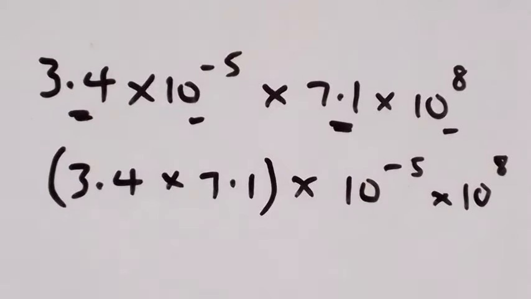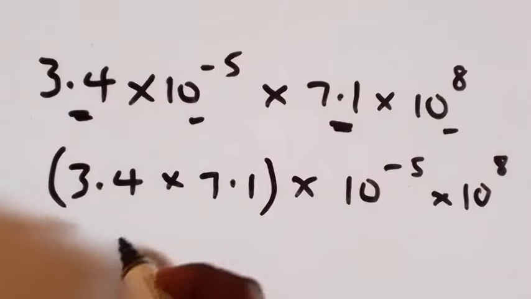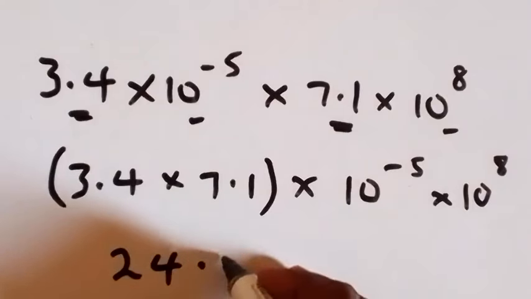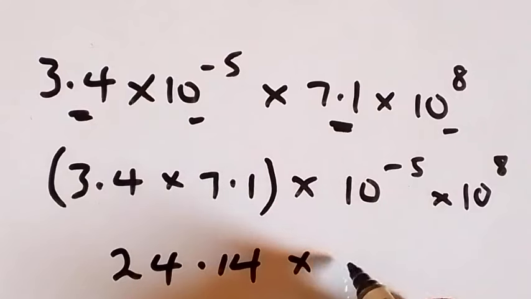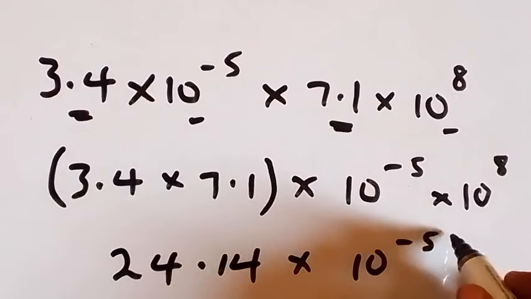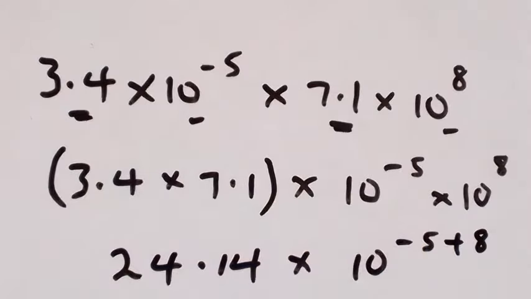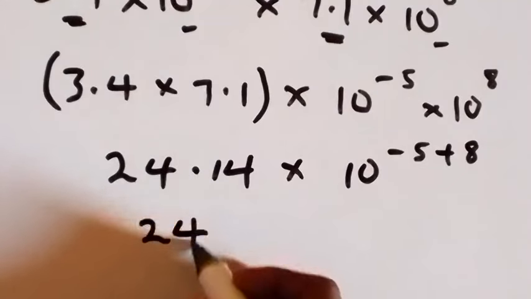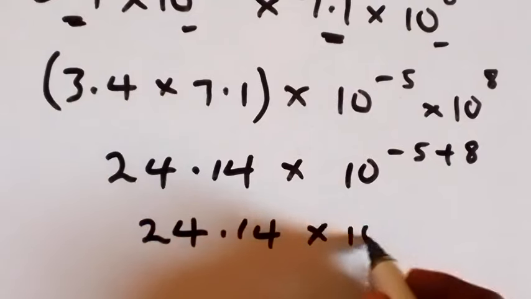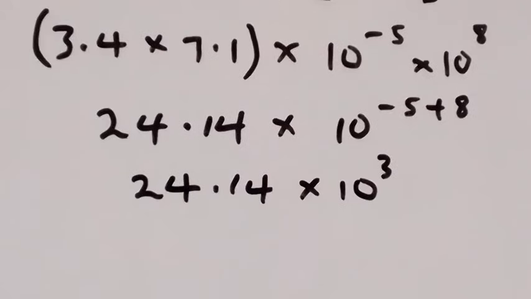From this place, we can press our calculator and multiply. And from here we have 3.4 times 7.1. That gives us 24.14. Then times here, this is simply the same base. That's 10 raised to the power minus 5, then plus 8. And minus 5 plus 8, that's just 3. So this is 24.14 times 10 raised to the power 3. And yet, it's not yet in standard form.